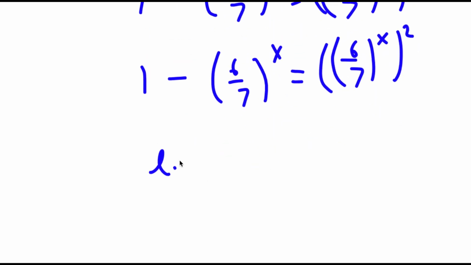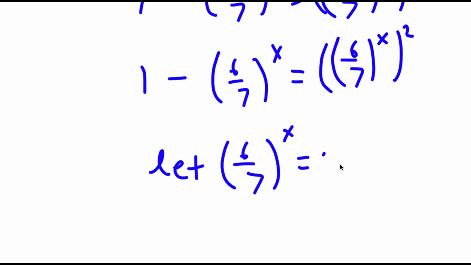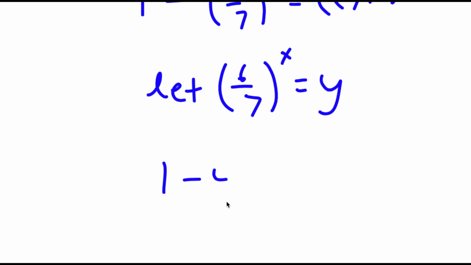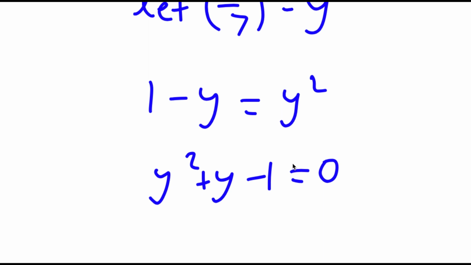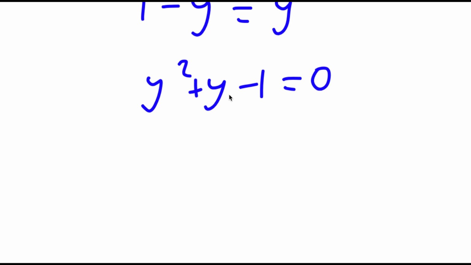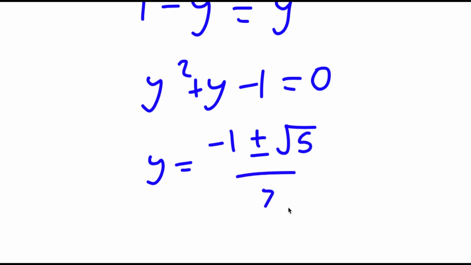And now I'm going to let 6 over 7 to the power of x equal the variable y. So now I have 1 minus y is equal to y squared. And this is the same thing as y squared plus y minus 1 is equal to 0. Now, you have to use the quadratic formula to actually solve this, but if you do, you end up getting that y is equal to negative 1 plus or minus the square root of 5, over 2.